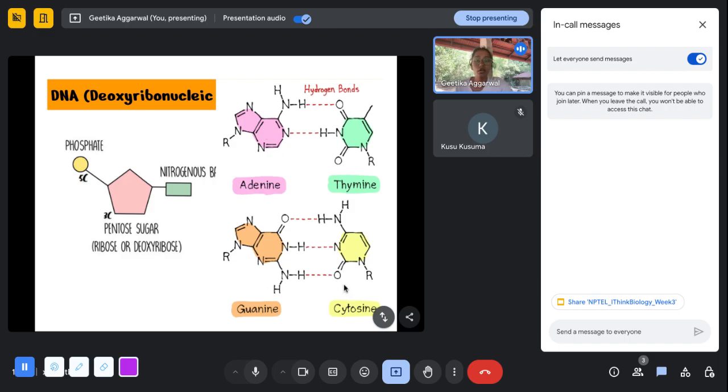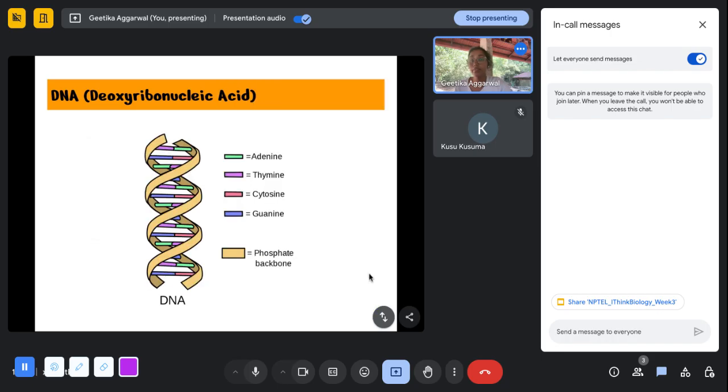And as you might already be aware, adenine and thymine form a pair in the DNA, and guanine and cytosine form another pair. So AT forms a pair and GC forms a pair. And adenine and thymine are connected by two hydrogen bonds, as you can see in this figure, and guanine and cytosine are connected by three hydrogen bonds.